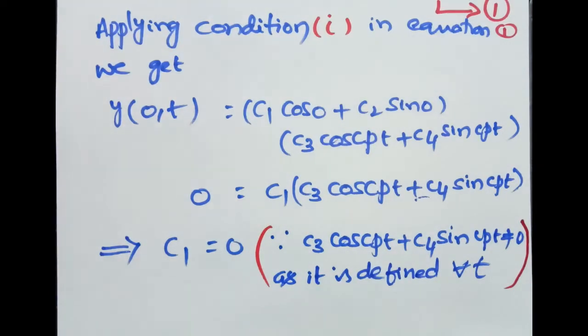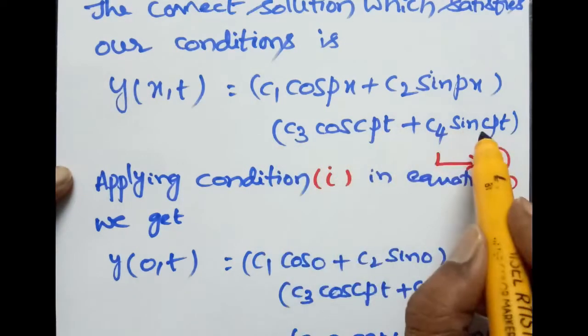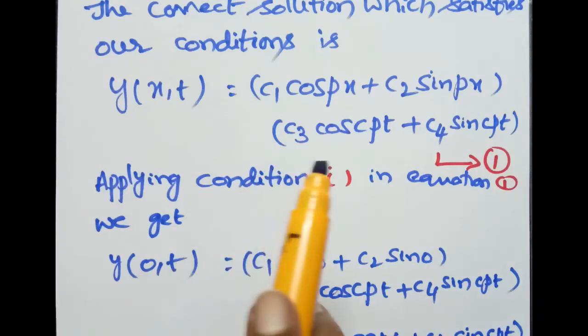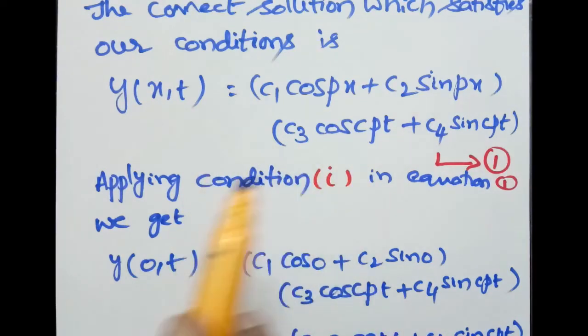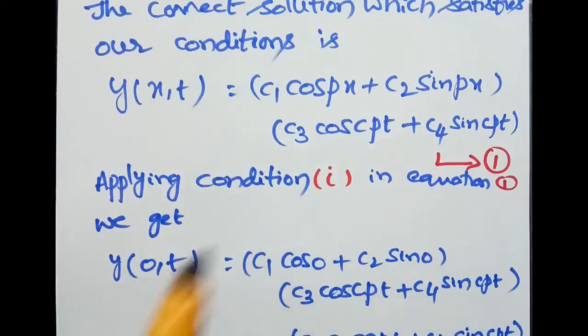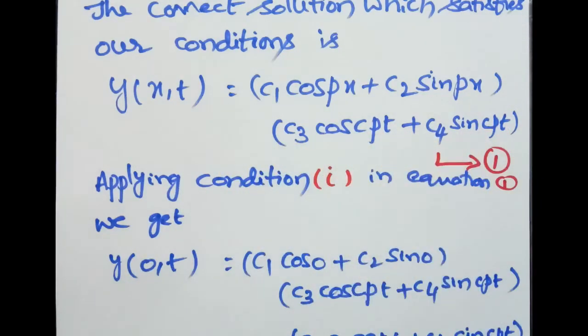Or otherwise, if it is equal to 0, what will happen? If it is equal to 0, y of x comma t equal to 0, that is a trivial solution. So we do not require a trivial solution. The zero solution is not at all a required solution. Our required solution is a non-trivial solution. So for this not equal to 0, therefore C1 equal to 0.